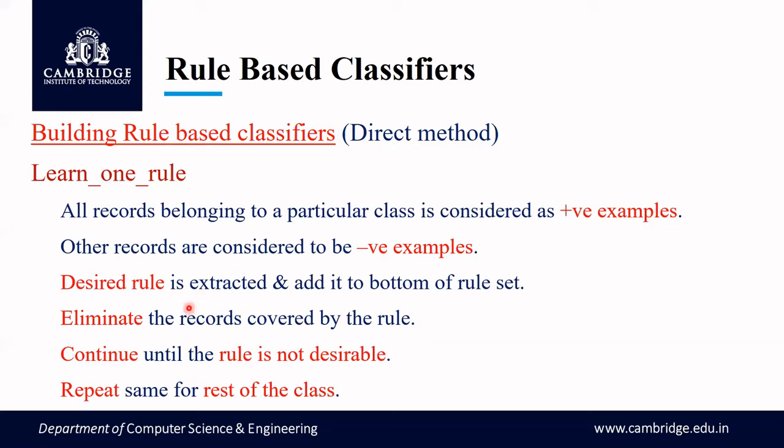So once I find that no desirable rule is possible for the given class, now I will change the class. I will change the class and then repeat the same thing from the beginning for that second class. Okay, so this is how the learn one rule function works.